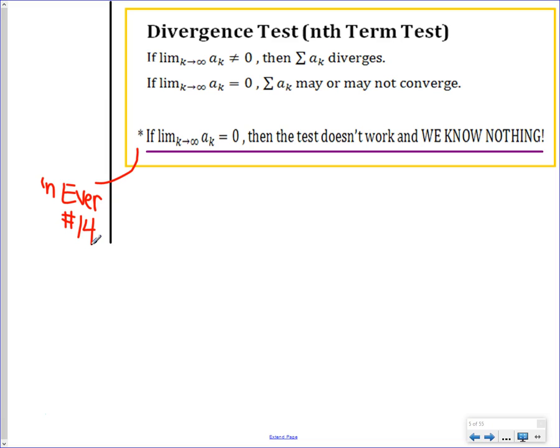Divergence test, otherwise known as the nth term test. Ooh, we can look at the nth term? Yes! And sometimes it tells us everything, and sometimes it tells us nothing. It's a very nice test, but a very dangerous test.